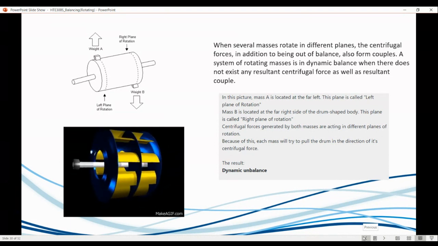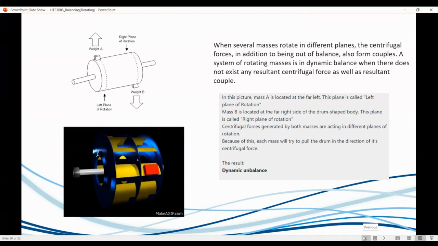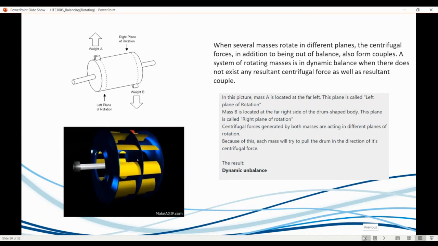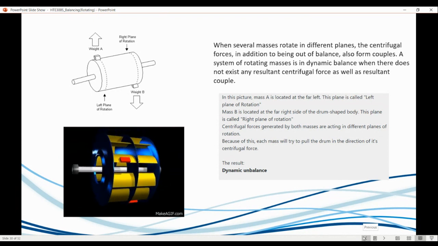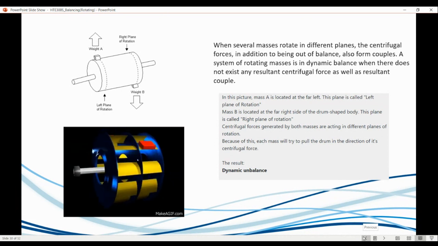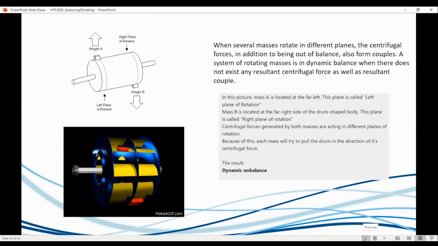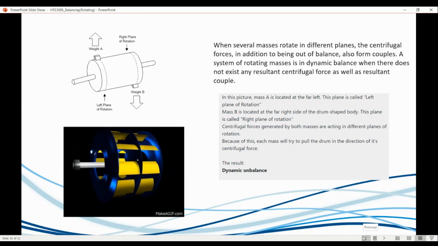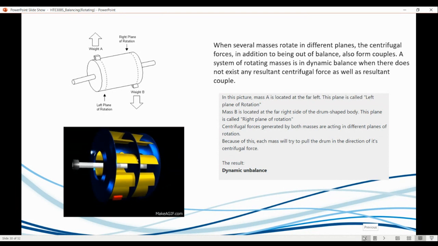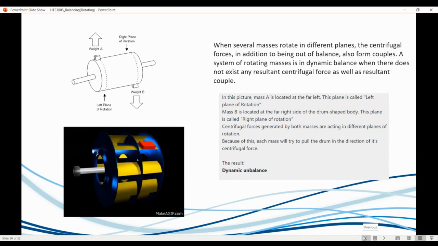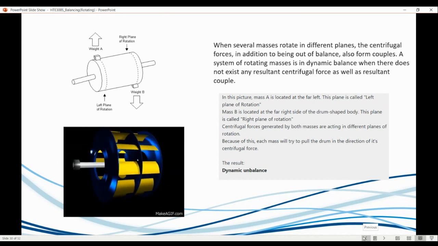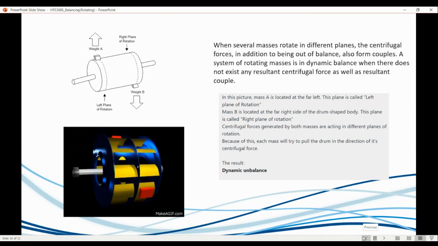And now we have a new thing. We have MRL must also be equal to 0. So they just talk about, there's a picture here. There's mass A, B, and they're located on different sides, one on the left side of the plane of rotation, the other on the right-hand side, and both those centrifugal forces are acting in different planes. Because of this, each mass will try to pull the drum in each direction of the centrifugal force. So this is a dynamic imbalance, right? So we're trying to correct this kind of thing.